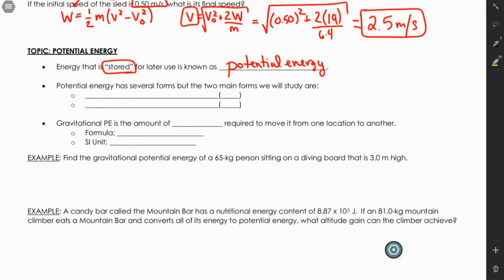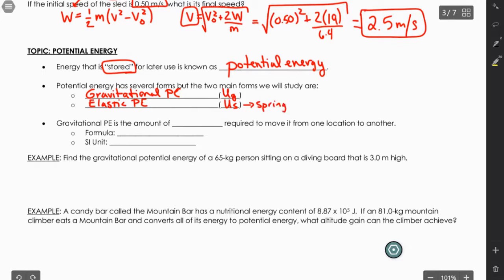The two big ones that we're going to look at here are gravitational potential energy, which we call U sub G. And then the second one is elastic potential energy, which is going to be U sub S. The reason I call it U sub S is because this is going to be the spring force. And this one will essentially be the weight, or the gravitational pull.